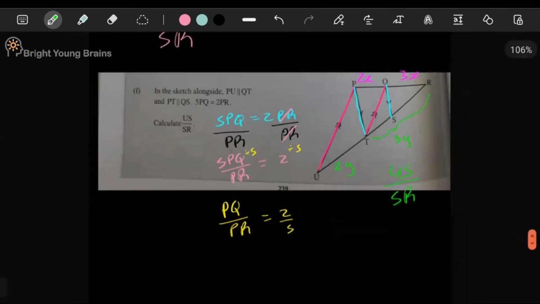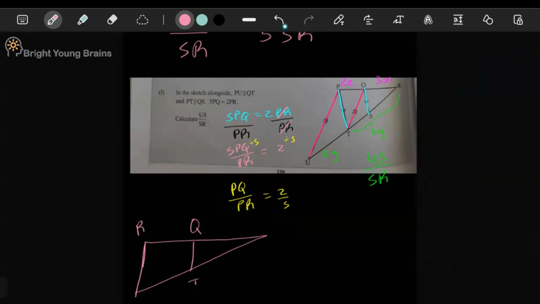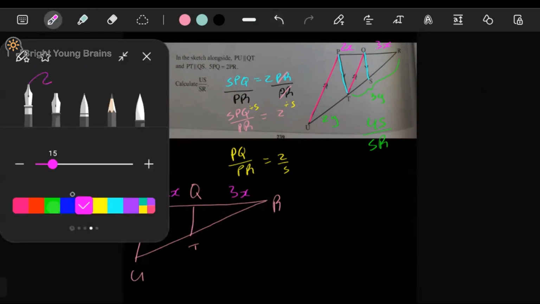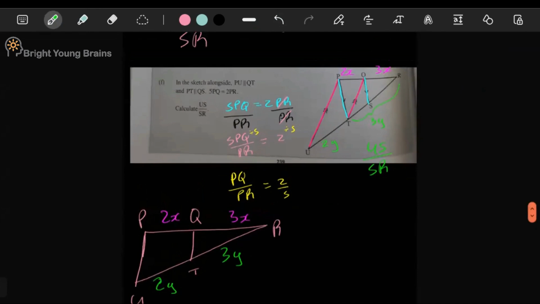Yeah, because we're focusing on the pink triangle. Because if you focus on the pink triangle, you're going to have this, and then you're going to have this parallel line. So this is like QT, and this is like PU, and this is R. So what we're saying is, if the other side here there's like 2x, and this is like 3x, it means that on the other side you can write this as 2y and 3y. You see? Yes.